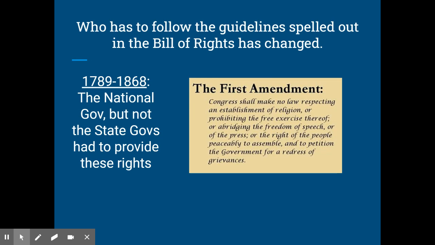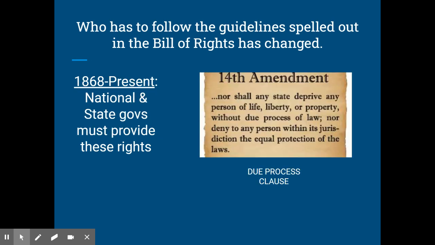That the state governments didn't have to necessarily provide those rights. The intention of the Bill of Rights was to protect you from the national government. The states are kind of playing by different rules. If you just look at the way the First Amendment is written, Congress shall make no law respecting the establishment of religion, right? It doesn't say anything about the state governments. So for the early portion of our country's history, state governments did not have to follow the same guidelines spelled out in the Bill of Rights that the national government did.